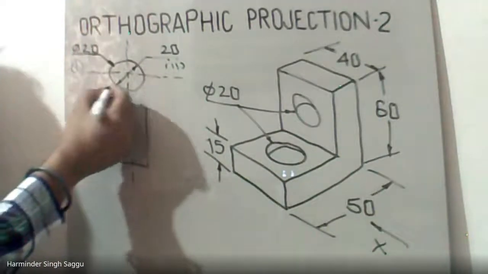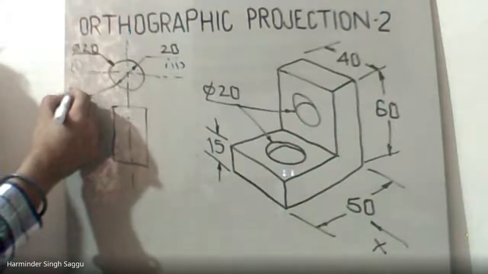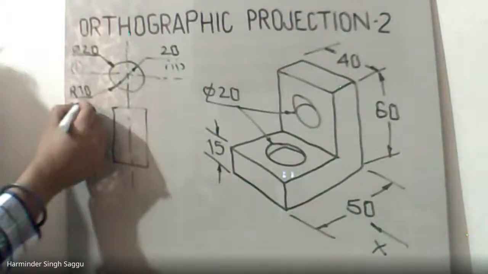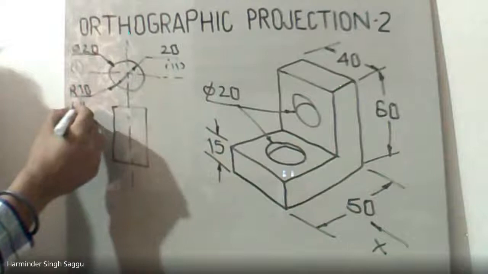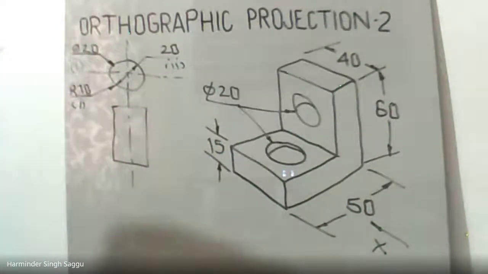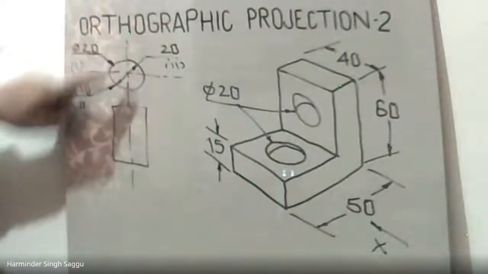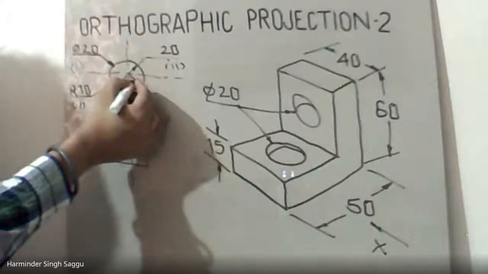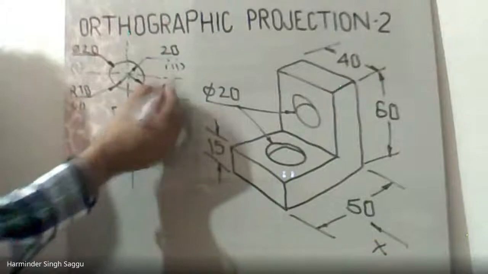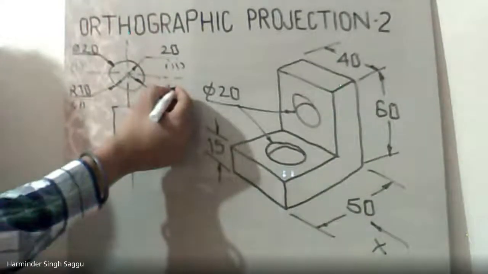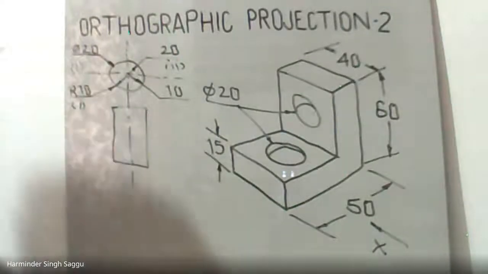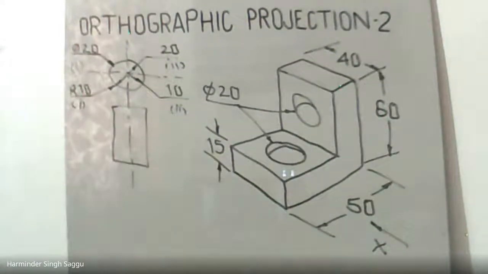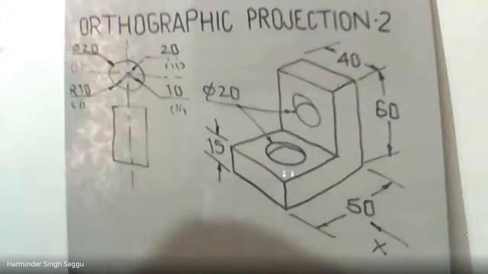For radius, capital R, 10. This is the first way in terms of radius. This is diameter, this is radius. Then second way for radius is from this to this. No need of writing R, this is 10. From center to circumference, 10. This is the second way for dimensioning any circle in terms of its radius.